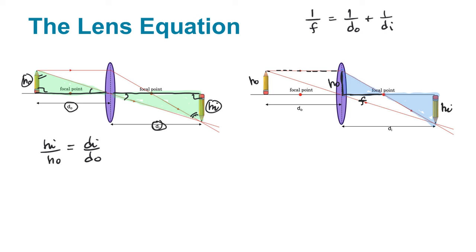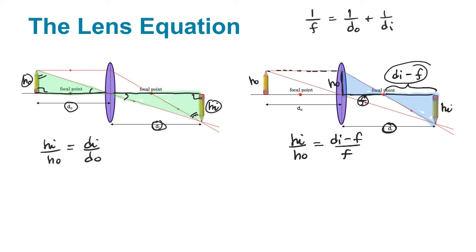Here we still have the image height, same as before. But now, what is this? And you'll notice that DI is the distance from the lens to the image. F goes to the focal point. You can convince yourself that this little leg of the triangle is then given by DI minus F. If I have the full DI and I have F, then DI minus F is that little bit. And again, I can write similar triangles. I can write HI is to HO as DI minus F is to F. And now I have two equations, and you'll notice the lens equation has no heights in it.